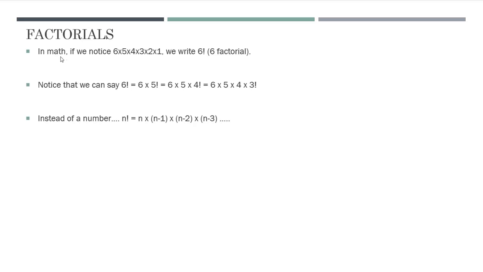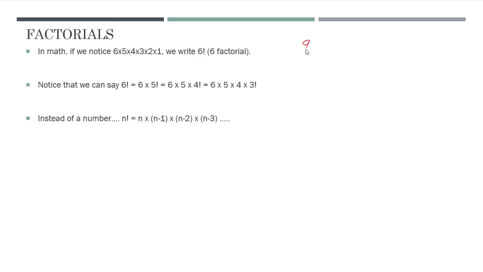So at the end of the last video, we briefly looked at what a factorial was. In math, if we notice 6 times 5 times 4 times 3 times 2 times 1, we would write 6 factorial, or 6 exclamation mark. Now it's really helpful when we're looking at really, really big numbers.